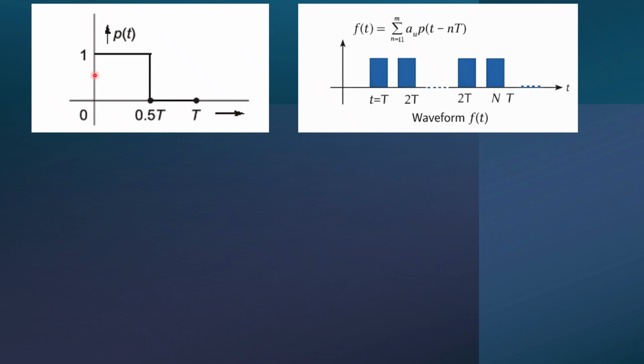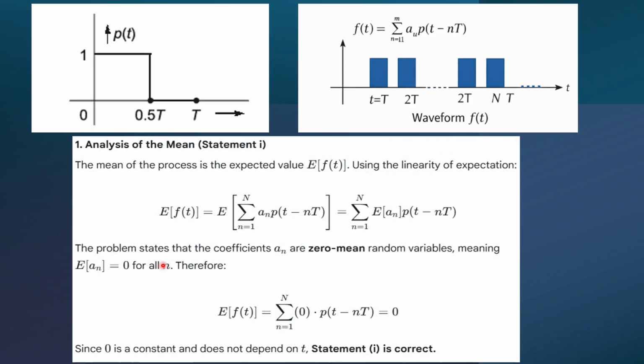This is very simple. If you want to find the mean, theoretically you can find it using the mean equal to the sum over n from 1 to n of the expectation of A of n into P of t minus n of t, right? So that will be the mean. Now how exactly do we find it? So the mean is the expectation of E of t.